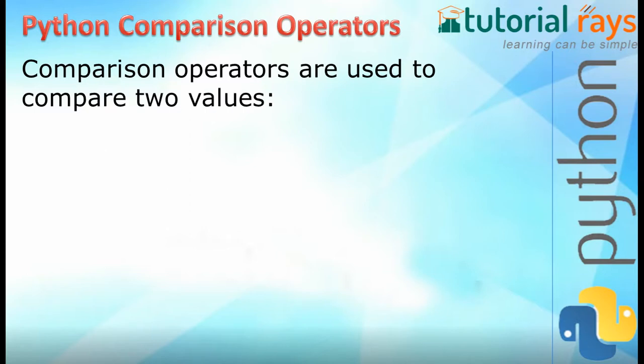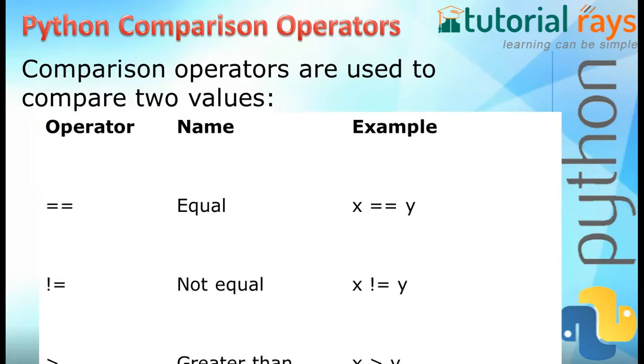Comparison operators are used to compare two values. For example, this is the comparison operator, and this is not equal to, and this one is equal to. There are other such operators also. So let me show you with a practical example.